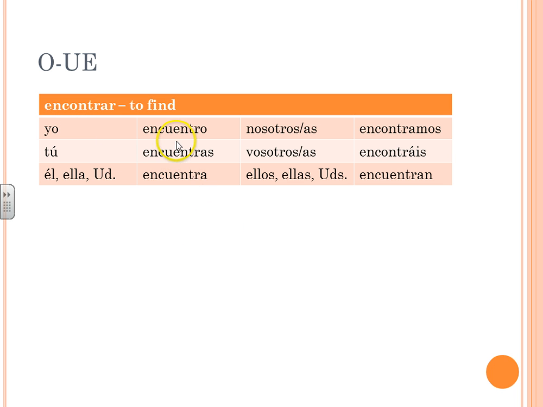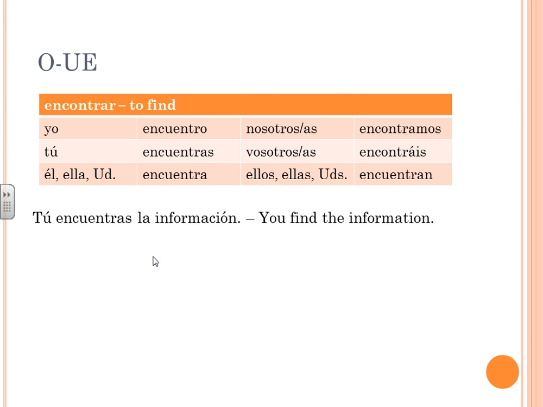If you'll notice, I have already conjugated the verb for you here. It's encuentro, encuentras, encuentra, encontramos, encontráis, encuentran. I would like for you to draw out this chart and put a boot around it. We'll look at this together in class tomorrow, but see if you can put a boot around the stem changing forms of this verb. Okay, and to see it used in context, tú encuentras la información, just like any other present tense verb, you find the information. It just has that weird spelling change.